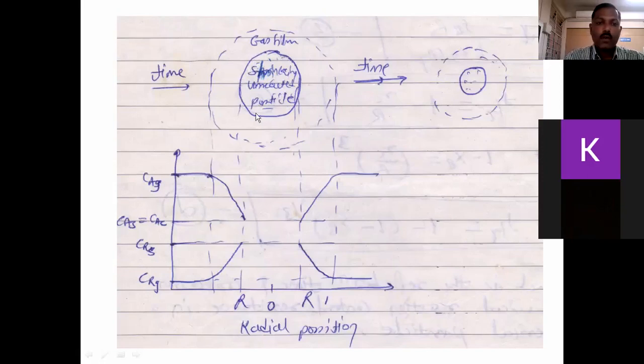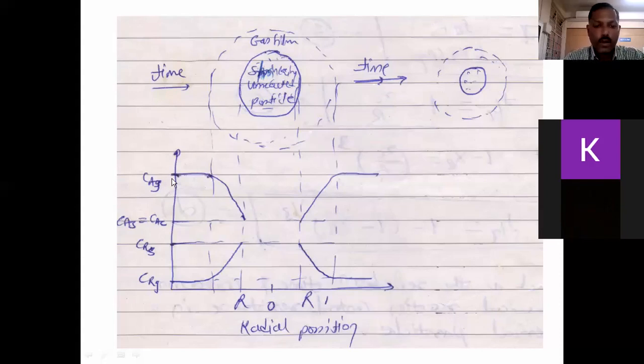And the third step: whatever gaseous product is formed, that gaseous product is back-diffused through this gas film towards the surrounding bulk phase. So the gaseous product will be added in the bulk phase. These are the 3 steps.